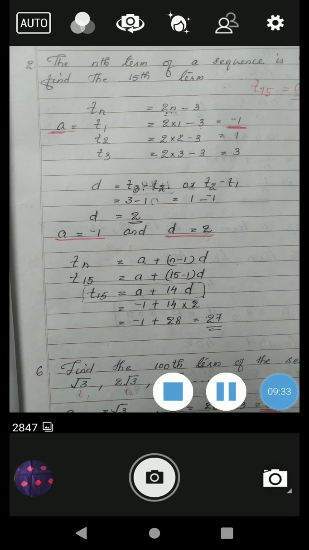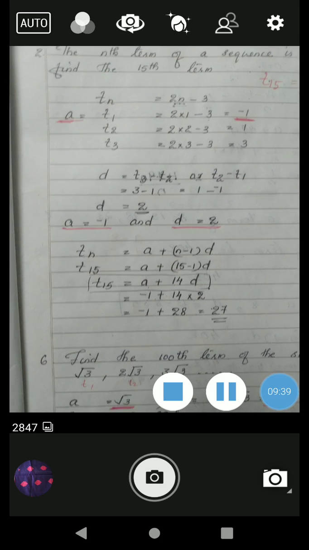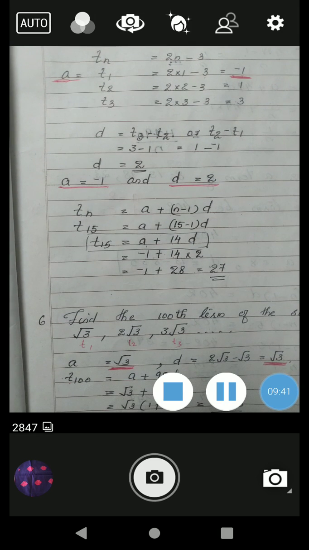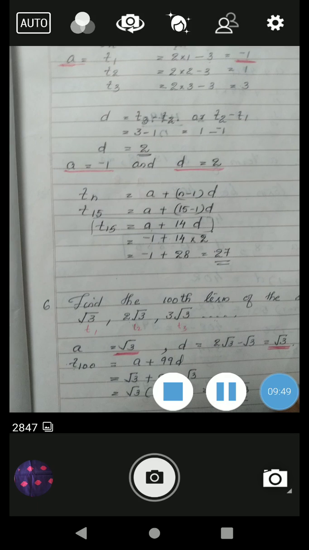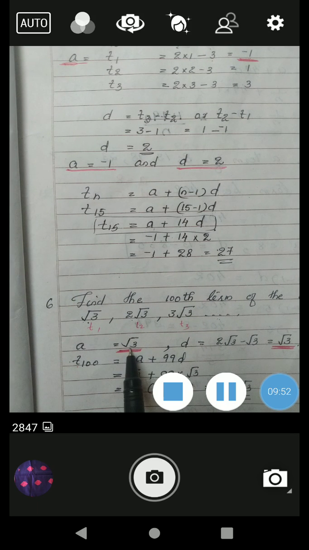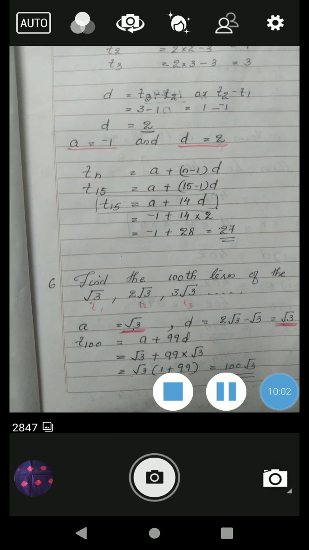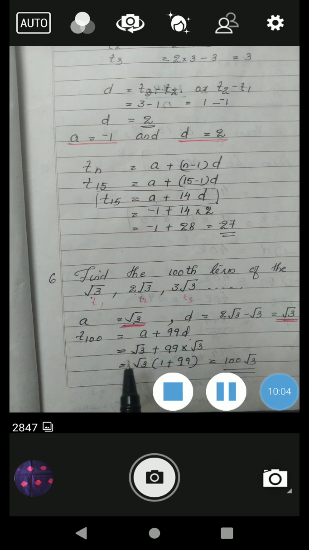Now you can do 3, 4, 5 homework, simple questions, and do the 6th one. Find the 100th term of the sequence root 3, 2 root 3, 3 root 3, etc. From this sequence, we can find A and D. A is the first term, that is root 3. D is the common difference, that is T2 minus T1, that is 2 root 3 minus root 3, that is root 3. Now T100 is A plus 99D, that is root 3 plus 99 into root 3, which is equal to root 3 plus 99 root 3, 100 root 3.